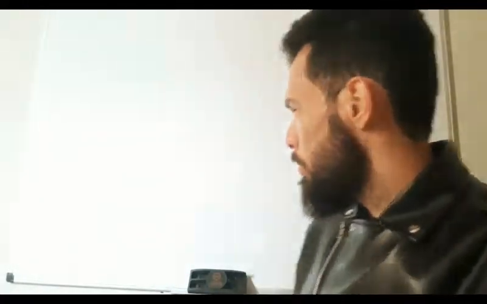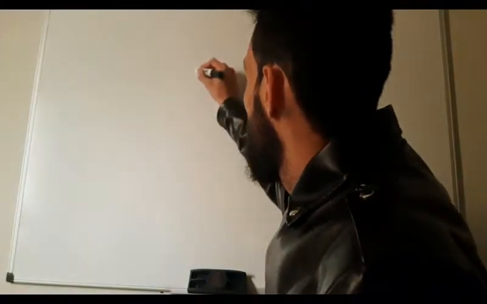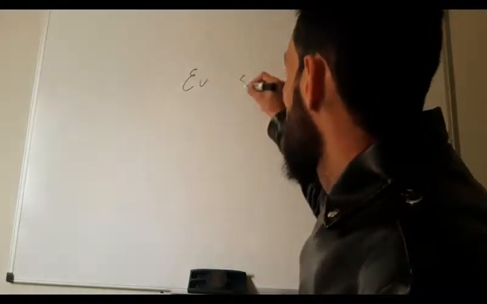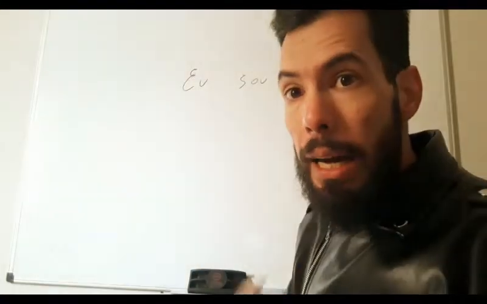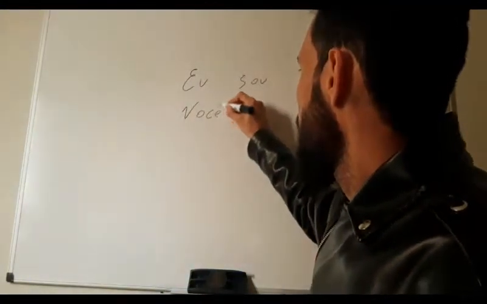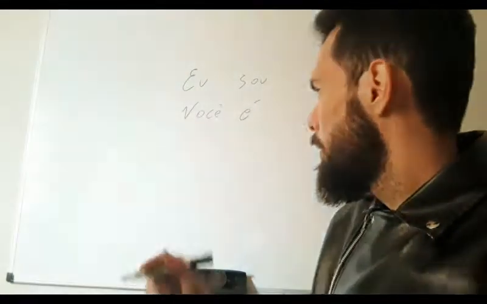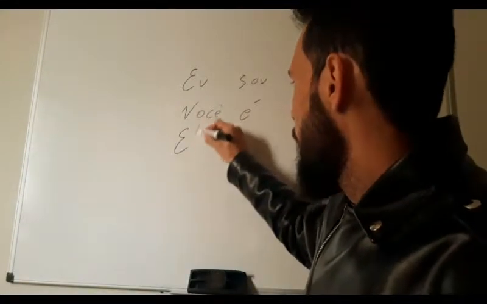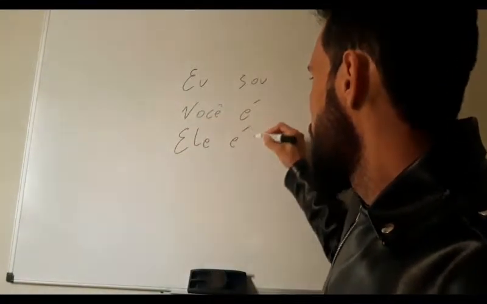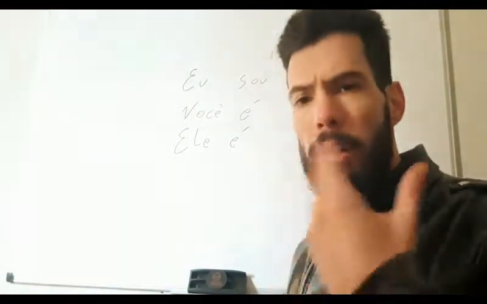So, let's start by learning the rest of the verb to be I was teaching last class. Let's listen to this. Remember guys, repetition is very important for you. So, let's go. Eu sou. I am. Você é. You are. Ele é. He is. So that was what we learned last class.